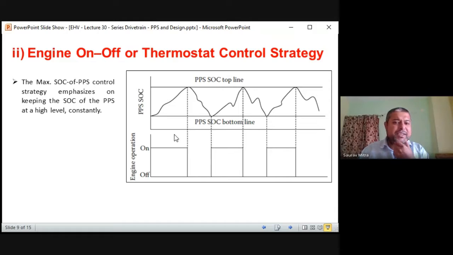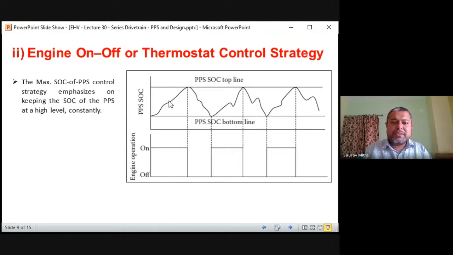So thermostat is something like a sensor. It will be doing on off kind of thing. So the max SOC of PPS control strategy emphasizes on keeping the SOC of the PPS at a high level. So always we are trying to make the SOC as kind of a 100%. Okay, that is the thing. So PPS SOC top line, that is 100%.